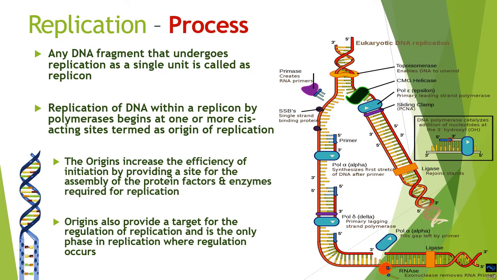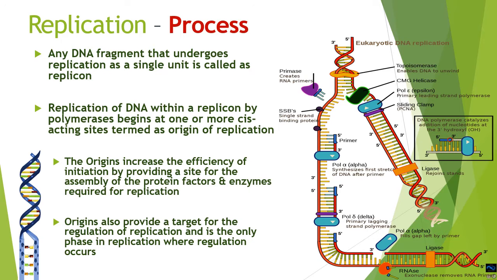The origin increases the efficiency of initiation of all the enzymes at a particular site, and they in turn require the protein factors and the enzymes before the polymerases can duplicate the DNA. Origins also provide a target for the regulation of the replication and it is the only phase in replication where the regulation also takes place.